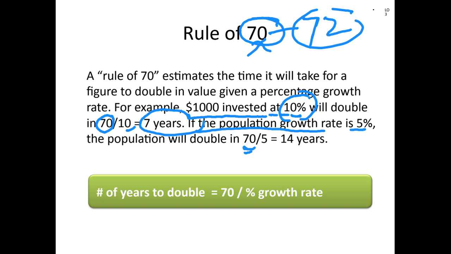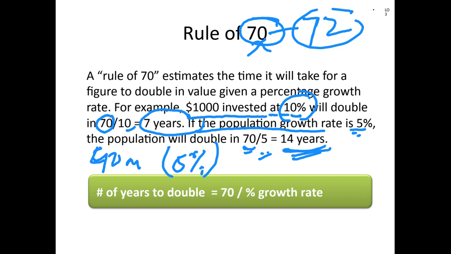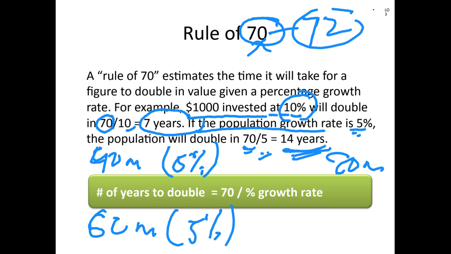So suppose Canada's population right now is 40 million, and suppose the growth rate is 5% population growth, then I know after 14 years Canada's population would be 80 million. Suppose you are considering another country that has a population of 60 million, and population growth is also 5%, then after 14 years this country's total population would be 120 million. Why 120? Just double, 60 times 2. So this is what we call the rule of 70.